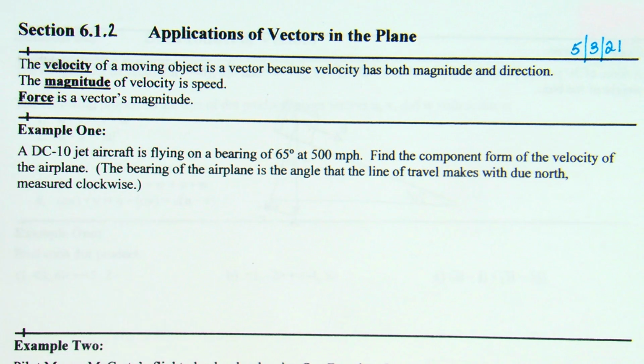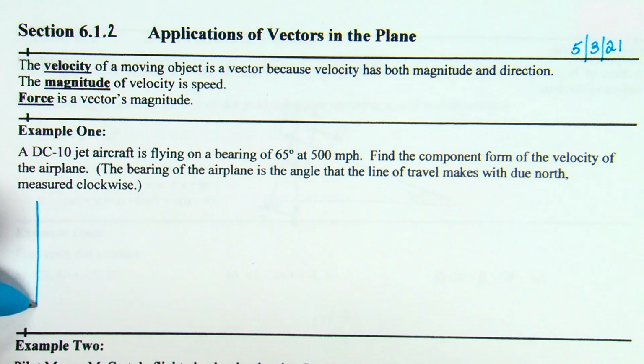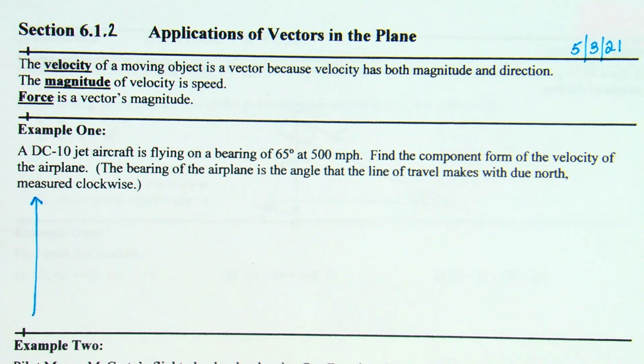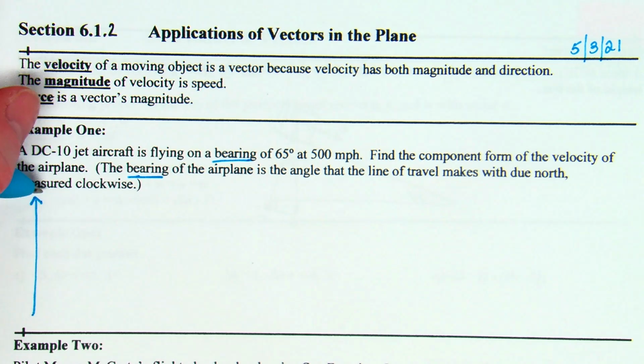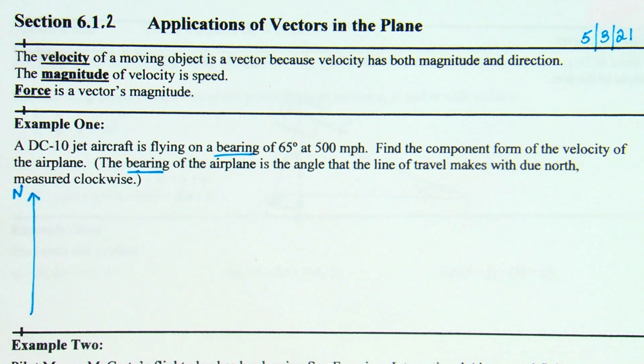Let's start with the picture, maybe. Nothing fancy here. A DC jet aircraft is flying on a bearing of 65 degrees at 500 miles per hour. Now, notice it says the bearing of an airplane is the angle that the line of travel makes with due north. So, obviously, maybe not obviously, I drew that arrow in to be north. Okay? So it says 65 degrees is the bearing. Notice it's the line of travel makes with due north measured clockwise.